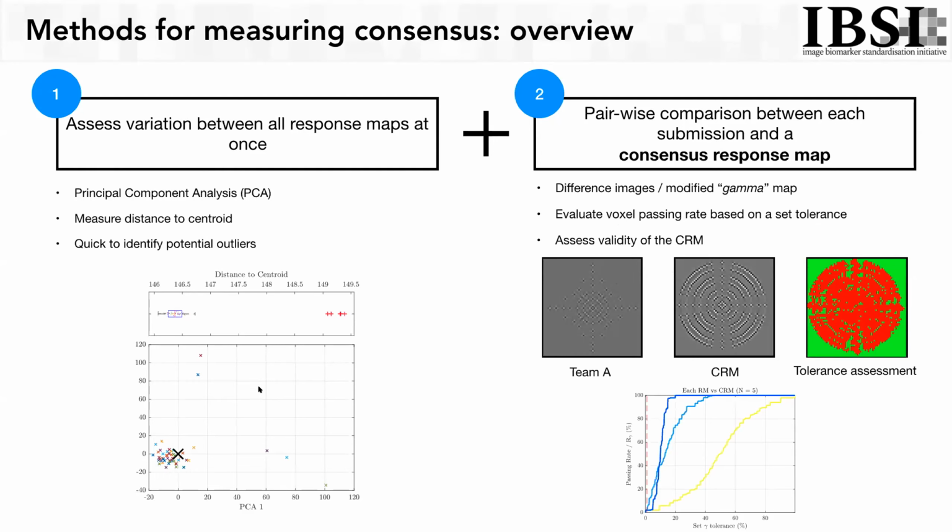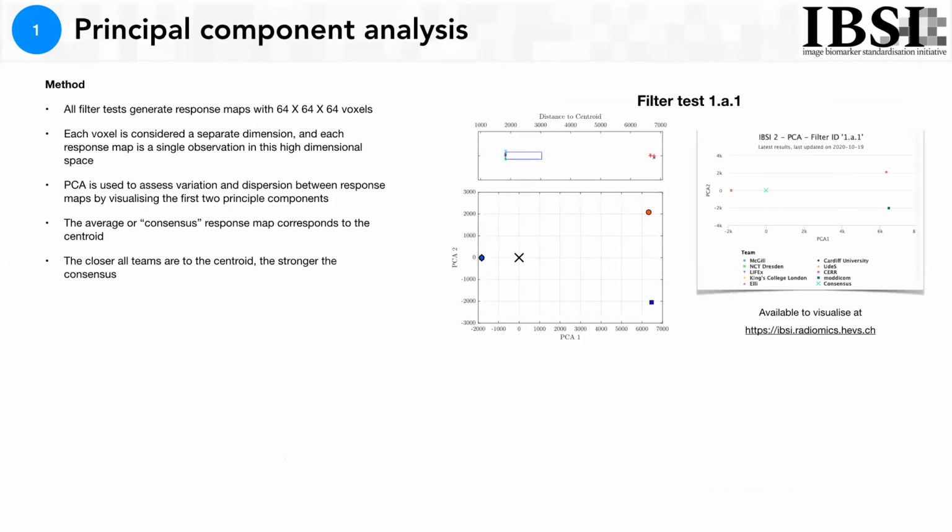And if it isn't valid, we can use the PCA to identify the outliers. So to go through that in a bit more detail for the principal component analysis, essentially, as mentioned, the response maps are all the same size. So they're all 64 by 64 by 64 voxels.